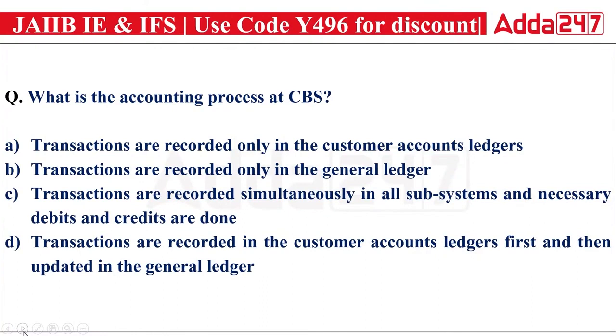CBS stands for core banking solution. So what is the accounting process of CBS? First, transactions are recorded only in the customer accounts ledger. Second, transactions are recorded only in the journal. Third, transactions are recorded simultaneously in all subsystems and necessary debits and credits are done. Fourth, transactions are recorded in the customer account ledger first and then updated in the journal.